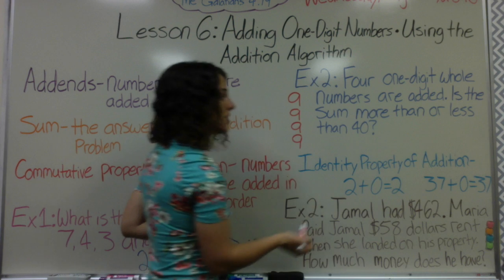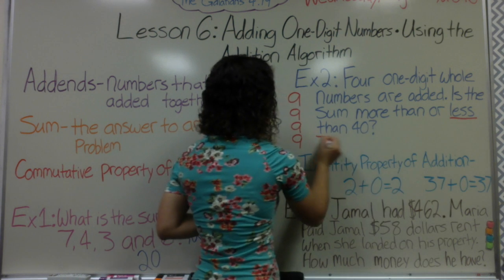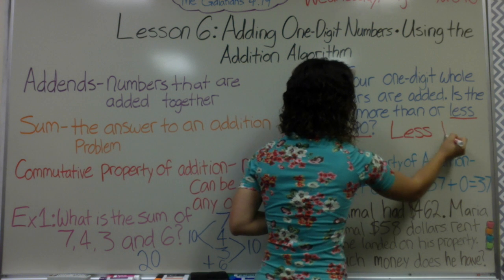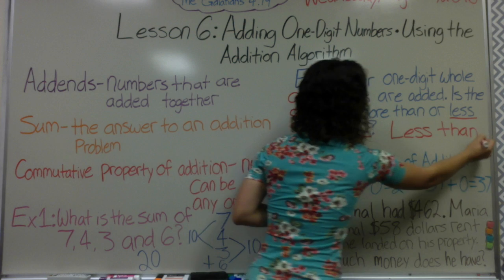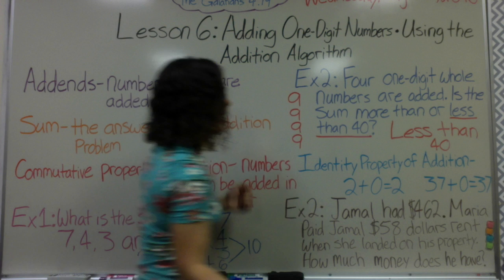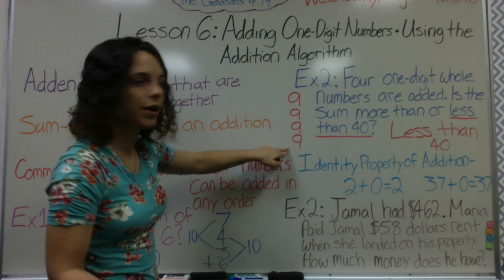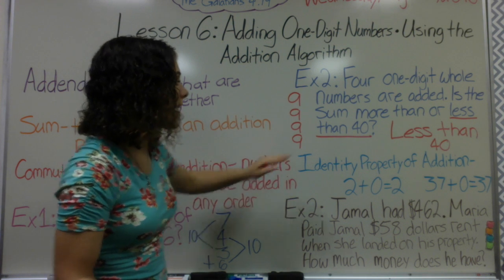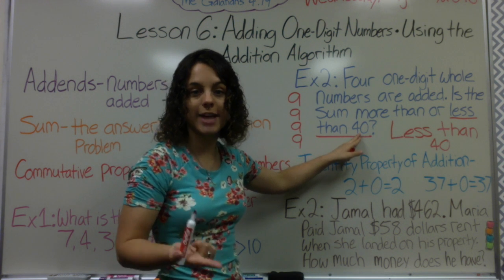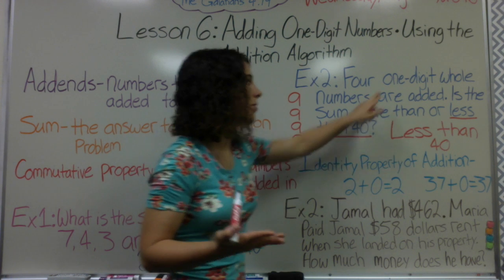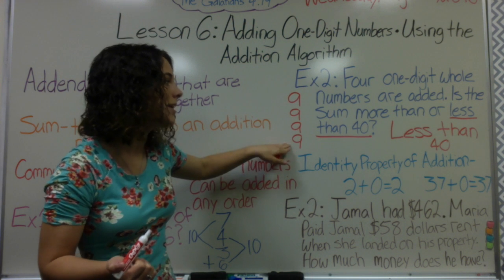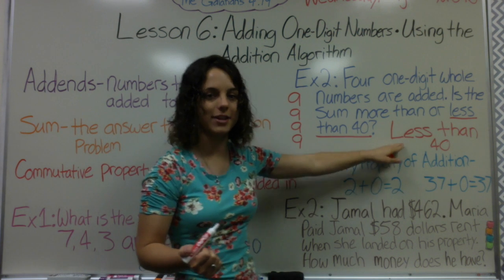Well, I automatically know it's going to be less than 40. So my answer would be less than, and I'll explain why. The reason why it's less than 40 is I know that 9 times 4 is 36. And in order for me to actually get a sum equal to 40, using 4 numbers, I would have to actually do 10 plus 10 plus 10 plus 10. But those are not one-digit whole numbers. 9 is smaller than 10. Therefore, my answer, my sum, is going to be less than 40.